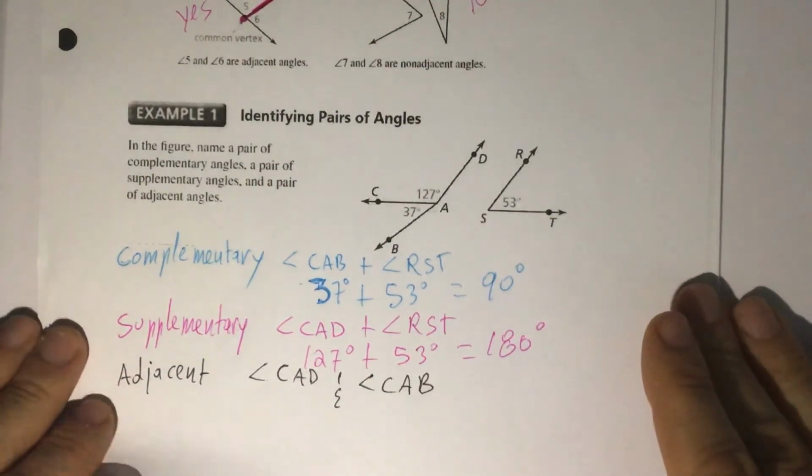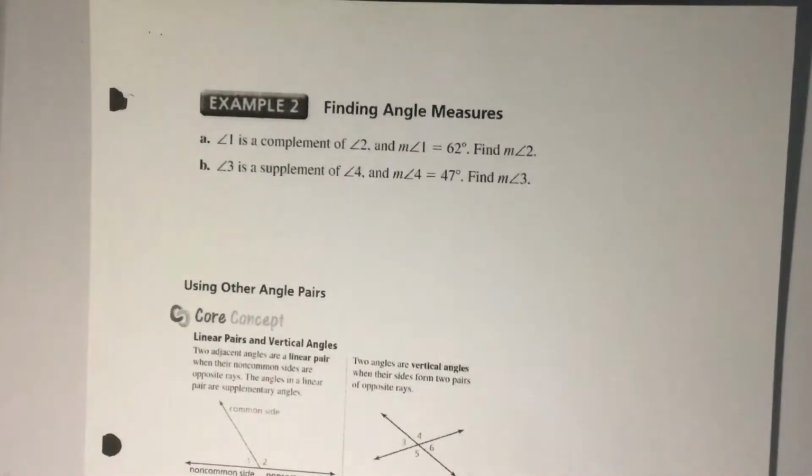So let's go for more definitions here. Actually, let's do one more example here, okay? I want you guys to do this example. Pause the video, okay? We got angle 1 is a complement of angle 2, and angle 1 is 62 degrees, find angle 2. And then we got angle 3 is a supplement of angle 4, and angle 4 is equal to 47 degrees, find angle 3.